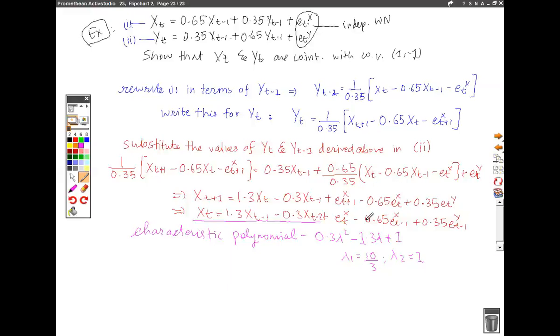So what we have here is a lambda 2 which is equal to 1. And we want all of the roots to be more than 1 in absolute terms. If you difference the series once, this root will go away, and what you will be left with is only 10 upon 3, which is a root greater than 1 in absolute terms. Then the process will be stationary. So you can use this method to prove that this is indeed a stationary process once you difference it.